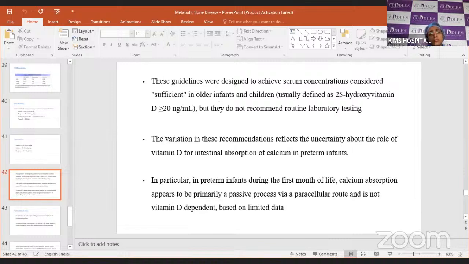Why there is a broad range for vitamin D is, these guidelines were designed to achieve serum concentration considered sufficient in older infants and children, but they do not recommend routine laboratory testing. Variation in these recommendations reflects uncertainty about the role of vitamin D for intestinal absorption of calcium, especially in preterm babies. In particular, in preterm infants, during the first month of life, calcium absorption appears to be primarily a passive process via paracellular route and is not vitamin D dependent, based on the limited data.